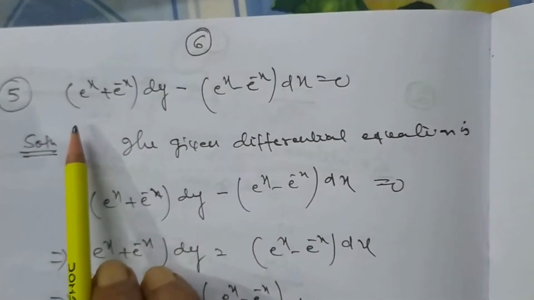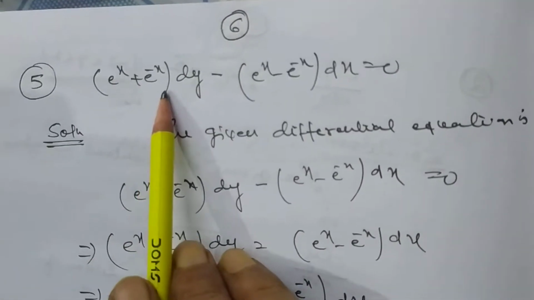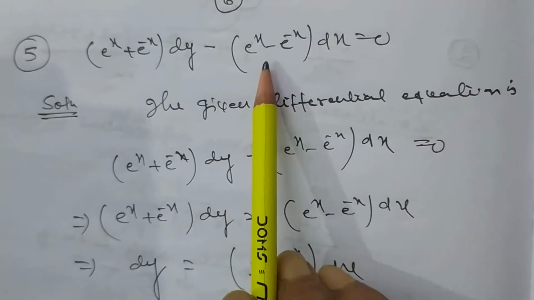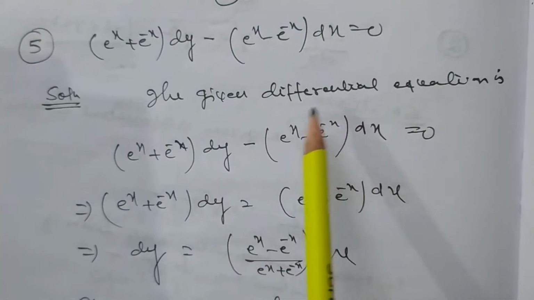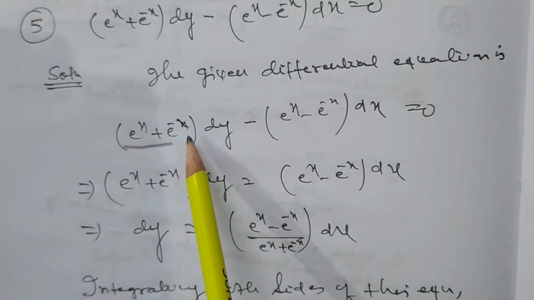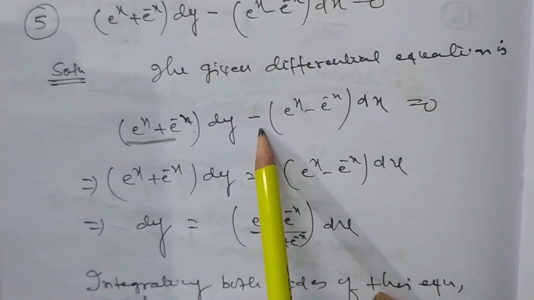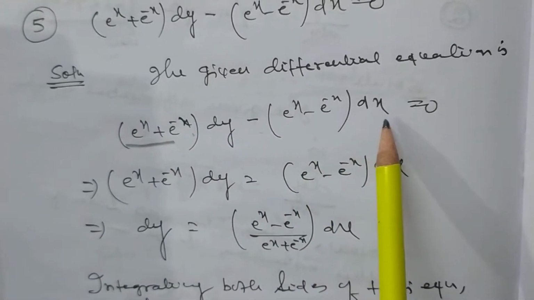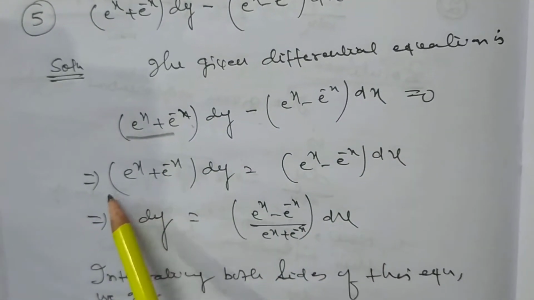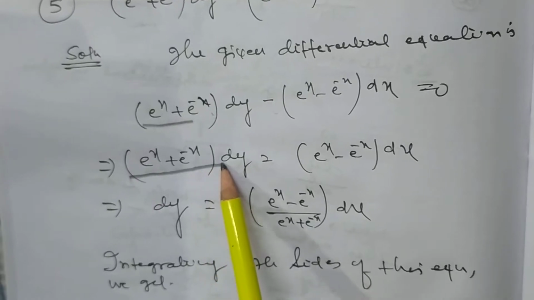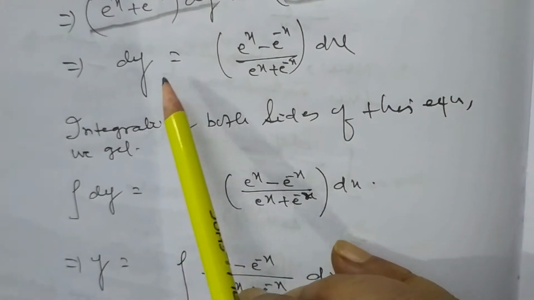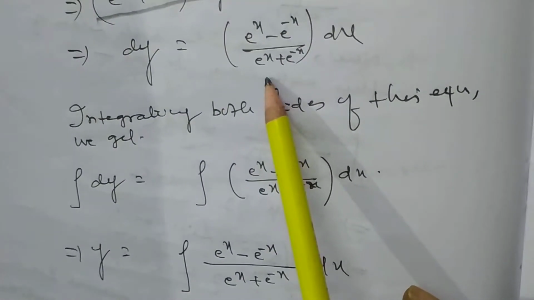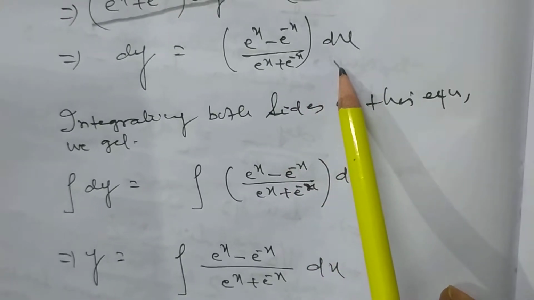My dear students, now I want to solve problem number 5. e to the power x plus e to the power minus x dy is equal to e to the power x minus e to the power minus x dx. The given differential equation is e to the power x plus e to the power minus x dy minus e to the power x minus e to the power minus x dx is equal to 0. So dy is equal to e to the power x minus e to the power minus x divided by e to the power x plus e to the power minus x dx.